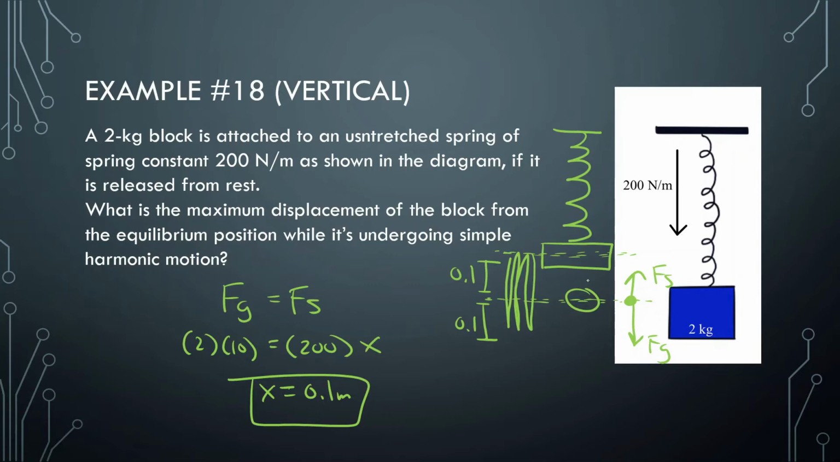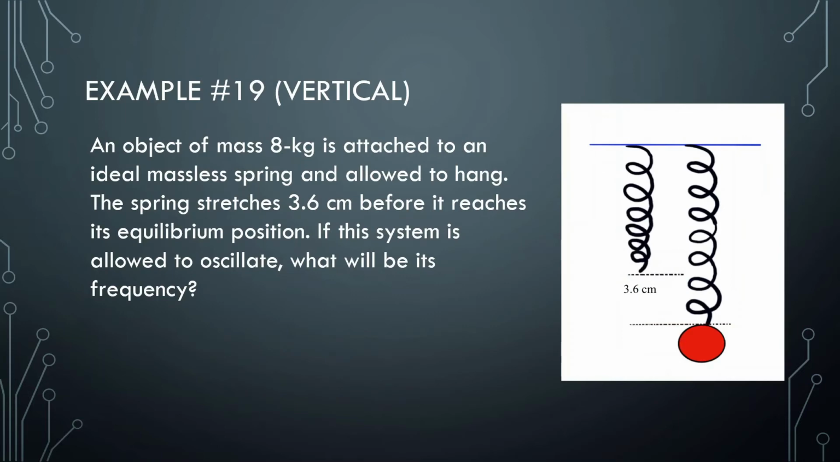Moving on. An object of mass 8 kilograms is attached to an ideal massless spring and allowed to hang. The spring stretches 3.6 centimeters before it reaches its equilibrium position. If this system is allowed to oscillate, what will be its frequency? We're looking for frequency here, and we should know immediately that frequency is equal to 1 over the period. If we can find the period, we should have no problem finding the frequency.